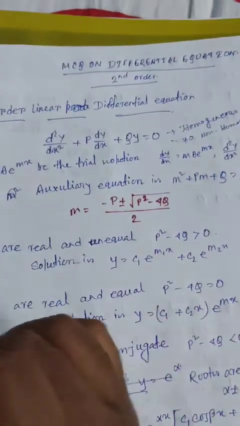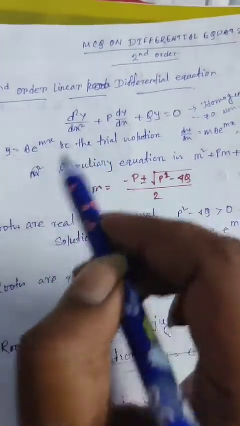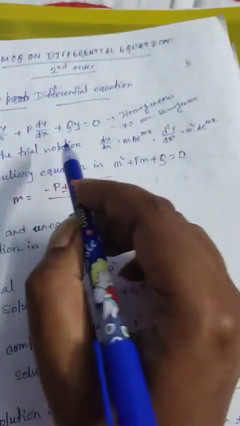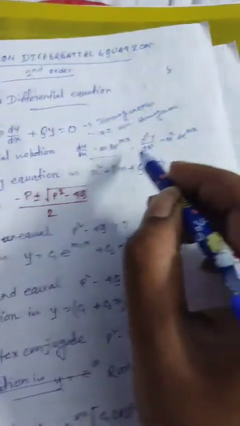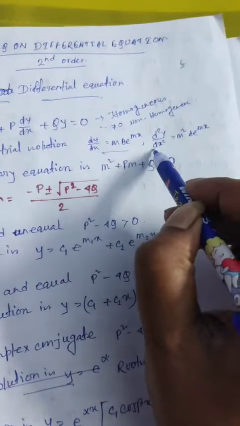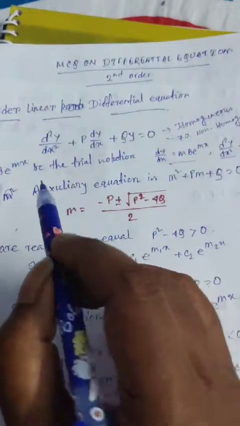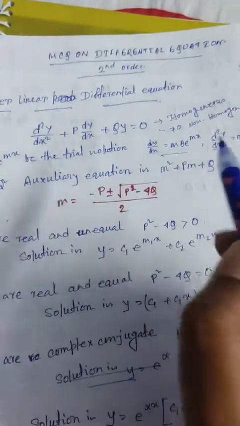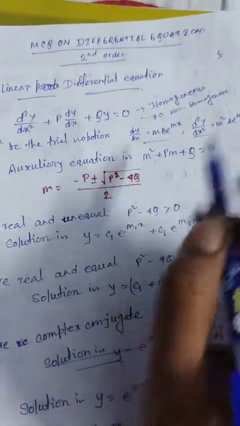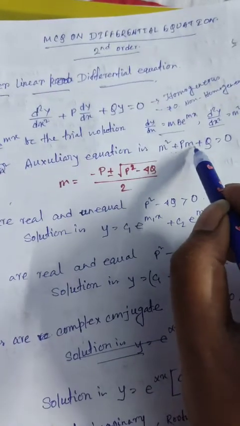To solve this equation, we have to find the trial solution. So we take y is equal to a e to the power mx as the trial solution. Now if we find dy/dx and d2y/dx2, we get m a e to the power mx and m square a e to the power mx. If we put these values in the equation, we get the auxiliary equation, which we can write as m square plus pm plus q is equal to 0.